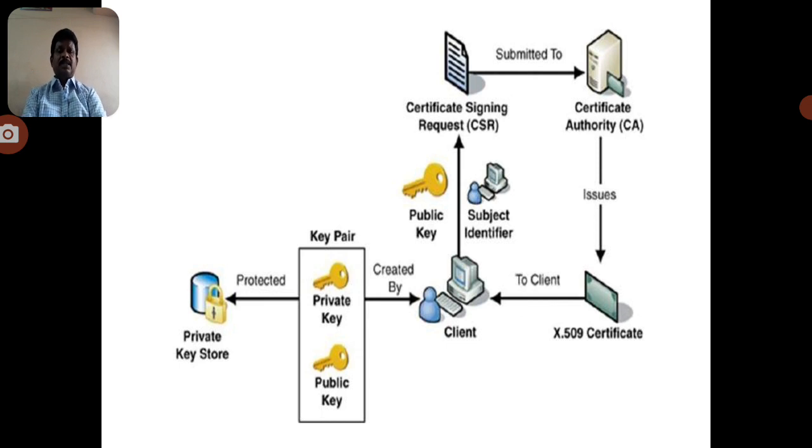Now you may observe the key pair. The two keys are related keys. Now you know the public key concept. The two keys are generated, the public key and the private key, but the two keys are interrelated. So the pair of keys are protected, because the secrecy is in the private key, not in the public key. That's why the private key is stored in one particular storage, in a protected manner.